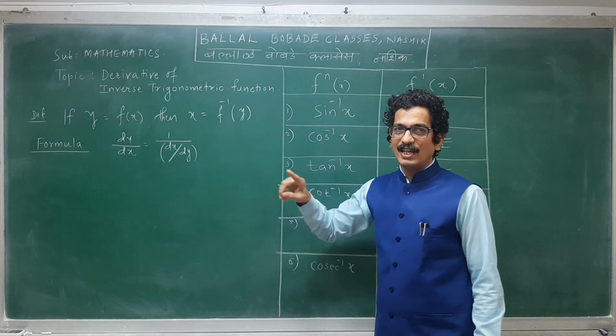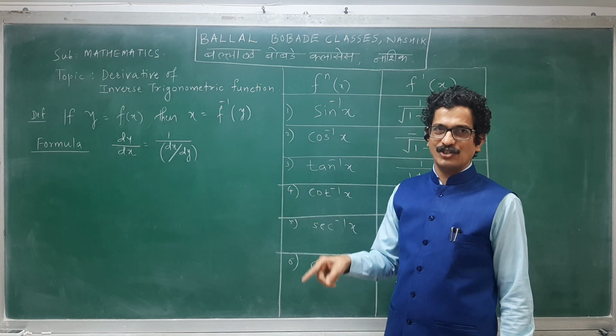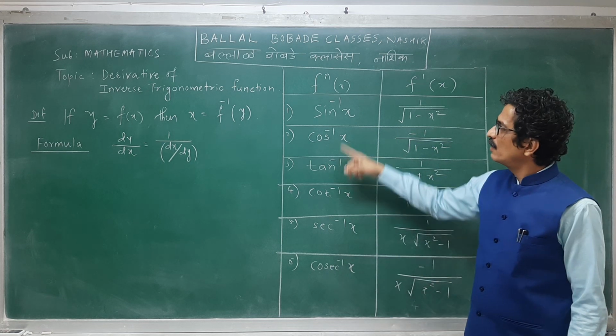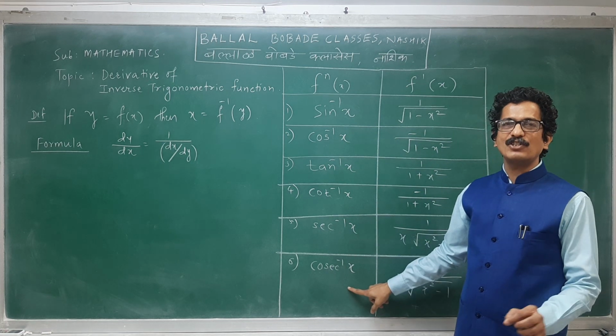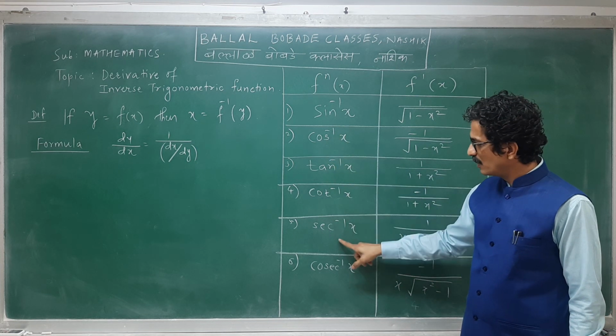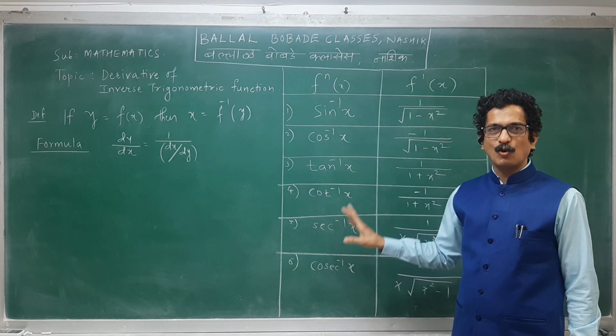But as far as inverse trigonometric functions are concerned, what you are watching on the board at the moment are these 6 functions called inverse trigonometric functions. That is sin inverse x, cos inverse x, tan inverse x, cot inverse, sec inverse and cosec inverse.